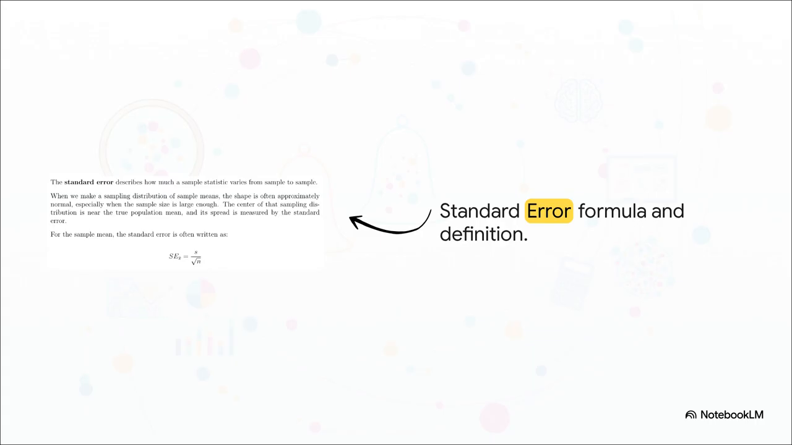You just take your sample's standard deviation, that S we talked about earlier, and you divide it by the square root of your sample size, n. This standard error describes exactly how much sample means vary from sample to sample. Think of it as our ultimate measure of uncertainty.